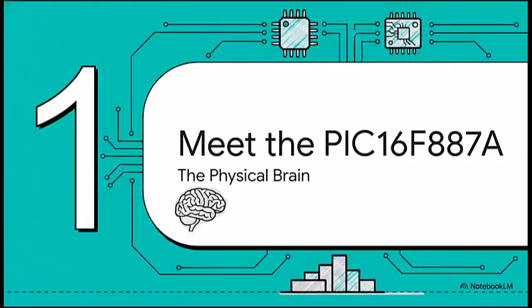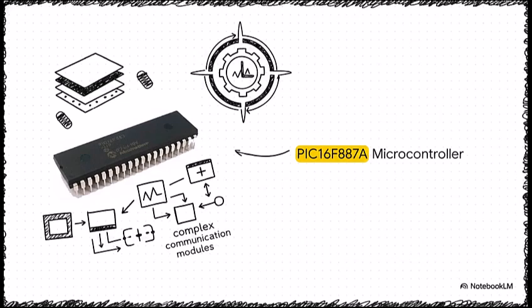Section 1. Meet the PIC16F887A. We're starting our journey right at the physical hardware layer with the microcontroller itself. So, meet our brain, the PIC16F887A. This is a wildly popular, super powerful 40-pin chip that's just everywhere in electronic engineering.